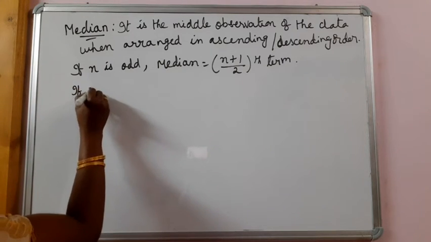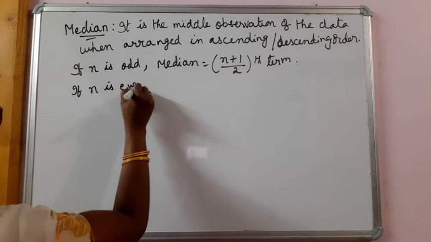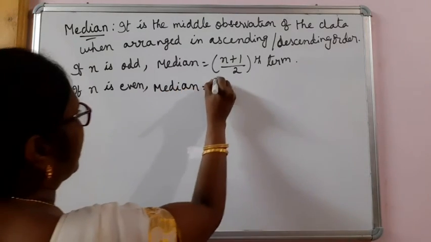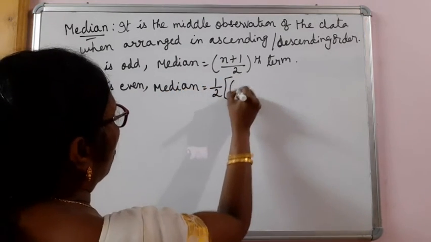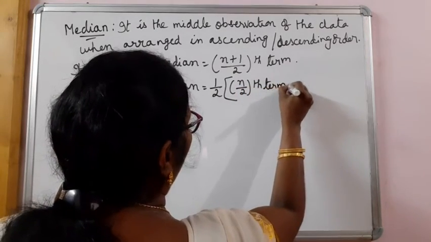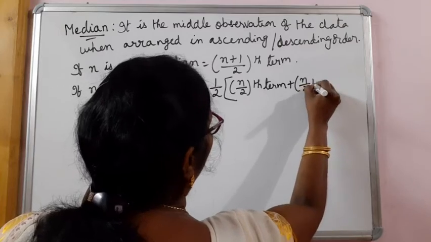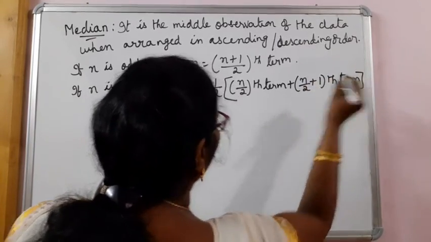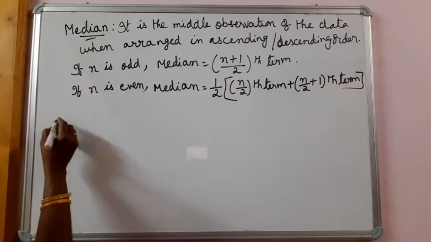And if n is even, if the number of observations is even, the formula for finding median is half of the (n by 2)th term plus the (n by 2 plus 1)th term. Let me give you examples for this.